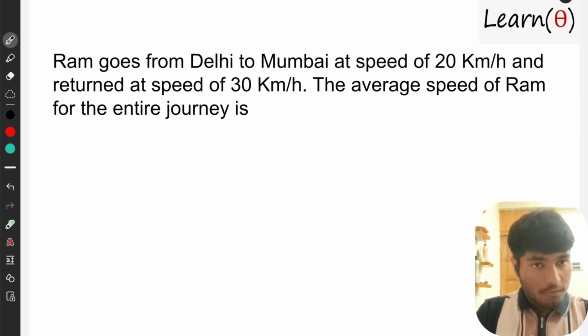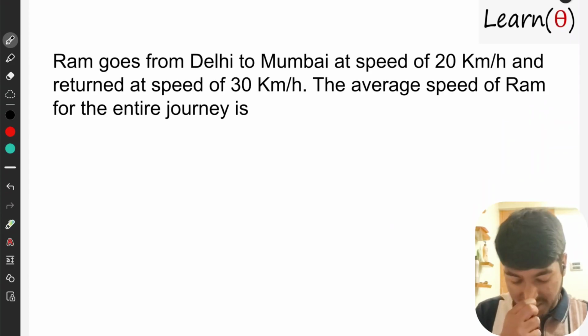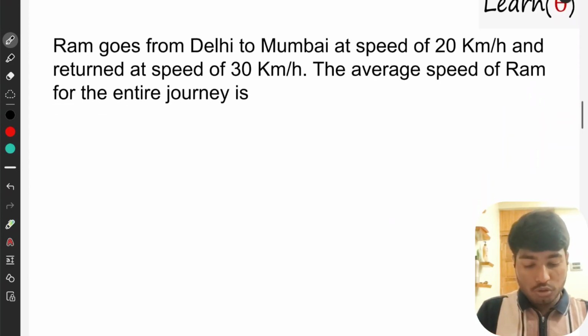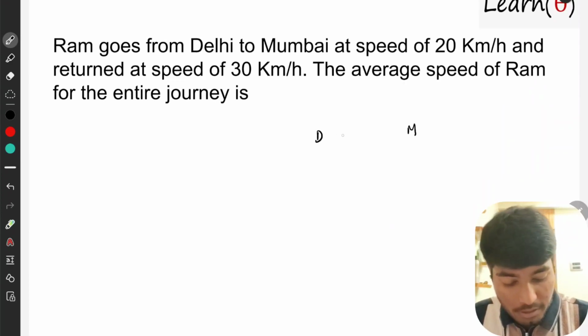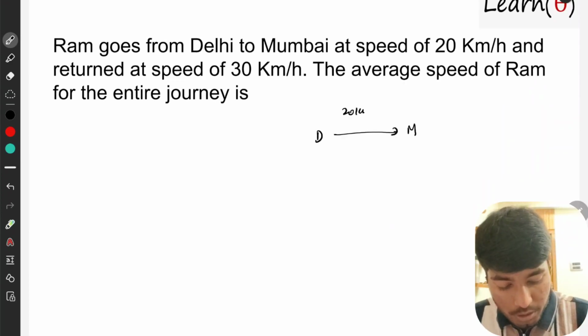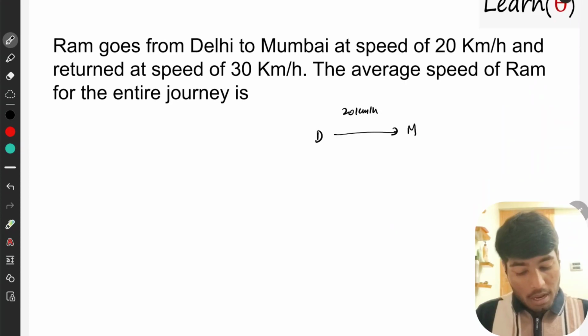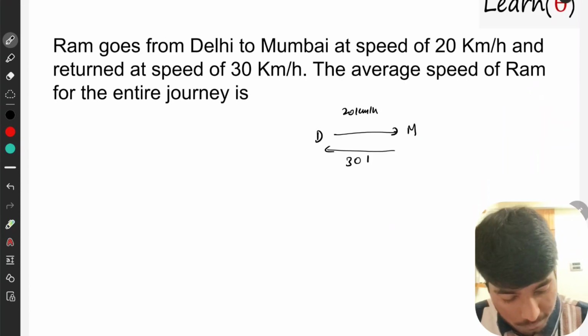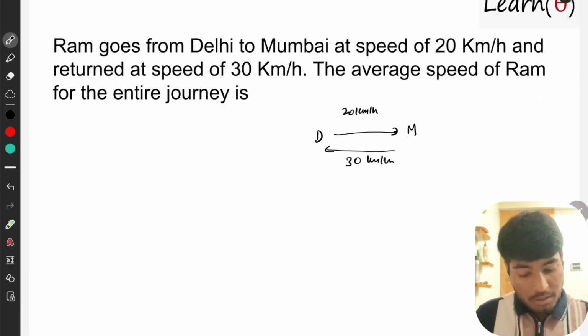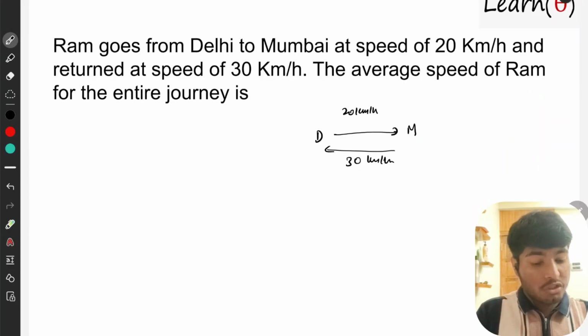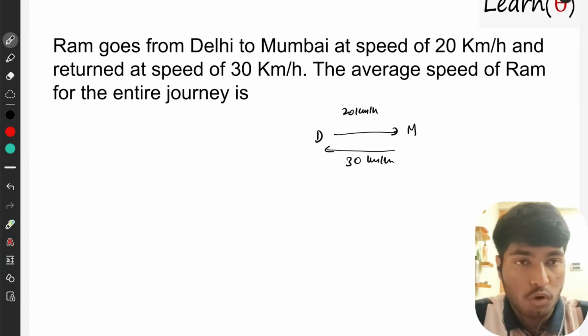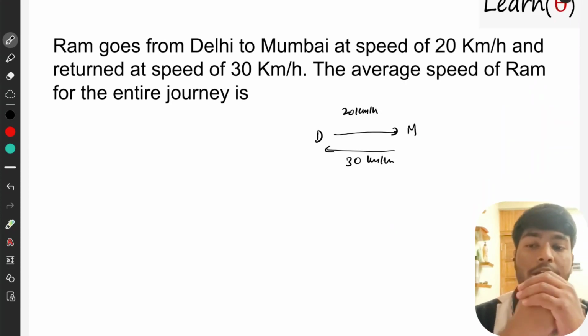This is the last question of this particular scenario. The rest will be given as homework. Ram goes from Delhi to Mumbai at a speed of 20 km per hour and returns at a speed of 30 km per hour. Now it is being asked, what is his average speed for the entire journey?